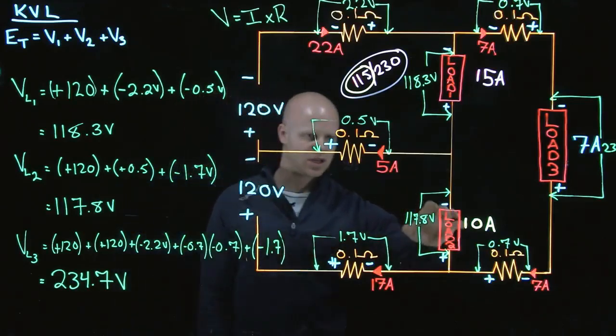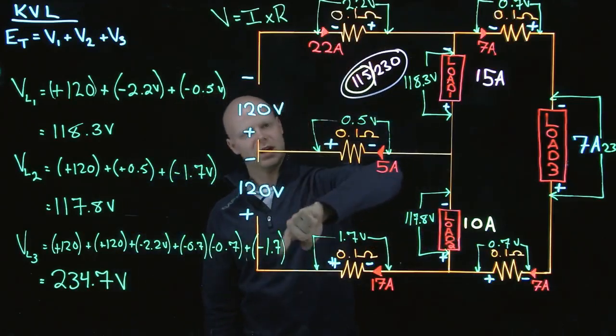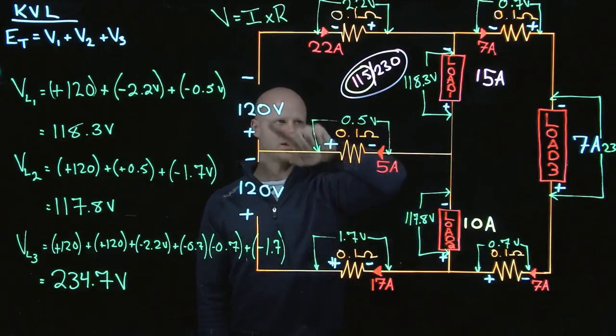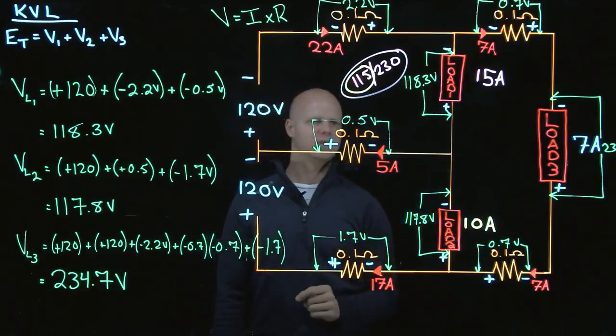So I hope this has helped. We can continue to do these. What I encourage you to do is go through many of the loops. If I continue to close the loop, does it equal 0 each and every time?